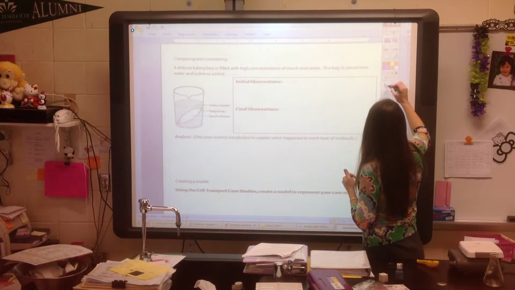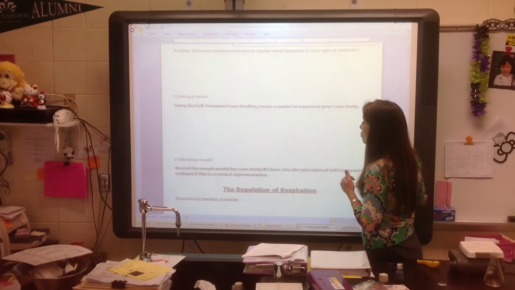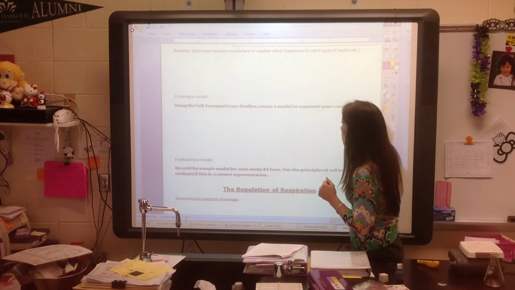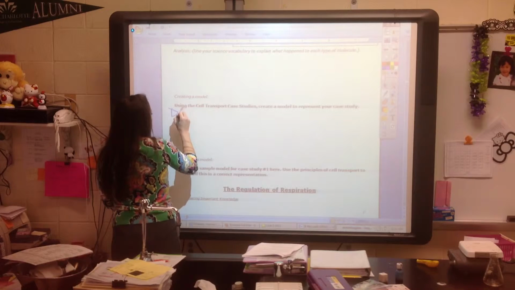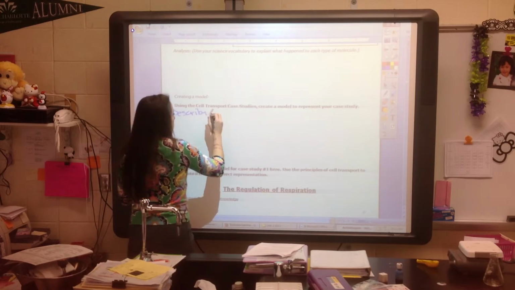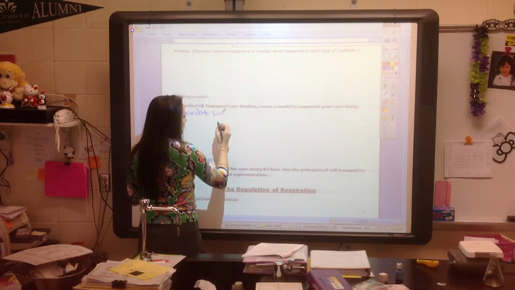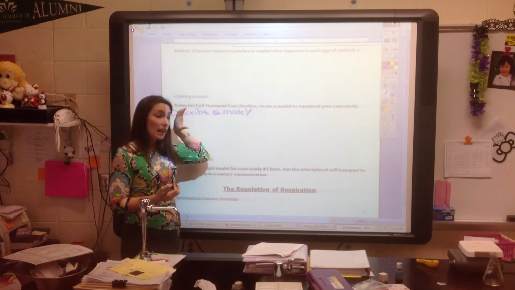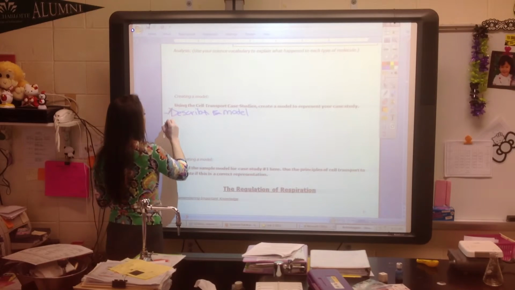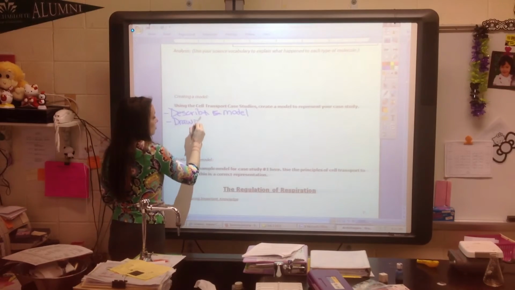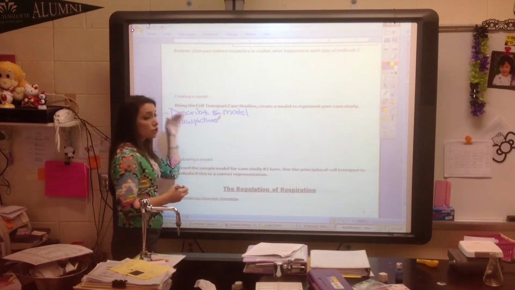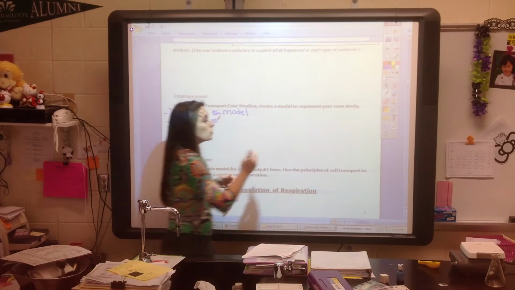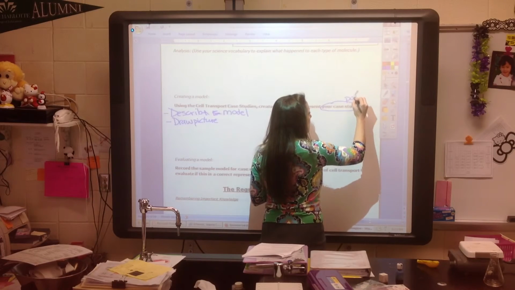If you look at the lab, the very end is actually asking you to create a model to represent your case study. And so what you want to do here is you want to actually describe the model. Just like we gave you those scenarios, you want to describe the model and draw a picture, just like the case studies. So you'll be going back to your lab groups to describe exactly what was happening with the potato. Your case study, remember, is the potato.